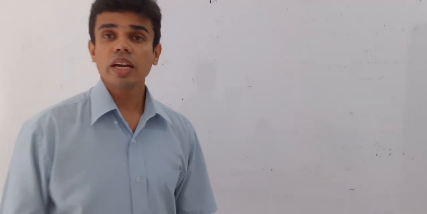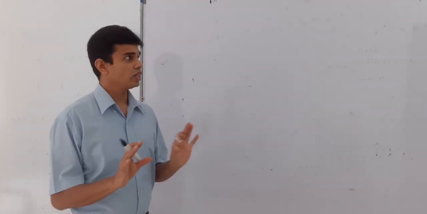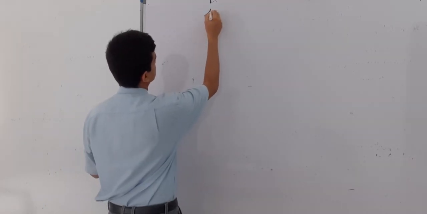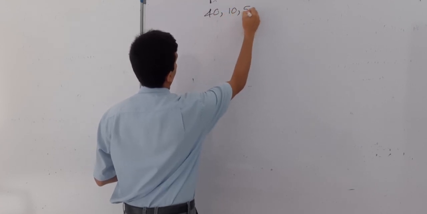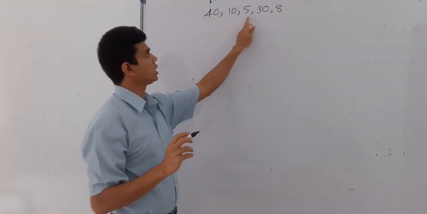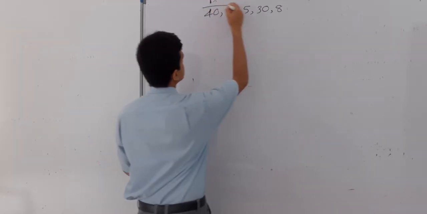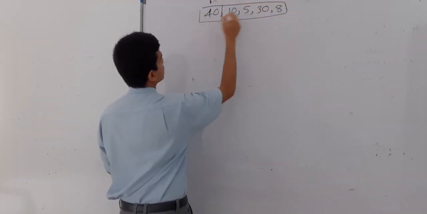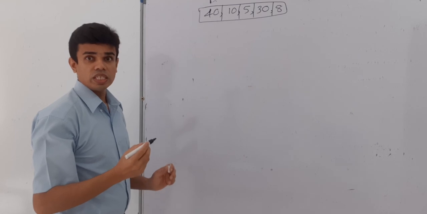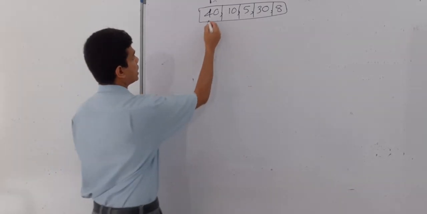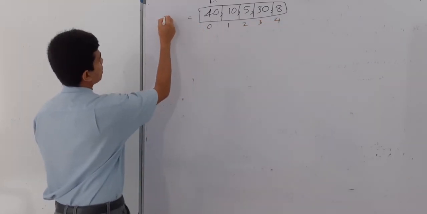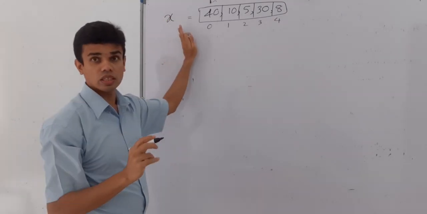Okay, regarding our bubble sort, we can do the sorting in another way as well. Let's take some set of values like this: 40, 10, 5, 30 and 8. There are 5 numbers available. Now I'm going to sort this using another algorithm than what I told earlier. Still, this is giving you the bubble sort. Now we'll see how this can be done. At first, we'll take the first number. The positions are 0, 1, 2, 3 and 4. I'll label the entire number set as X.